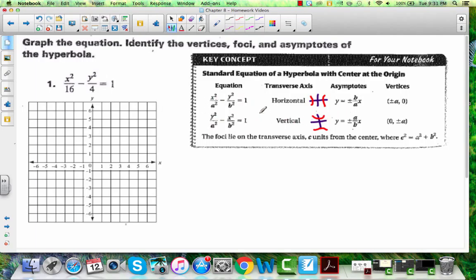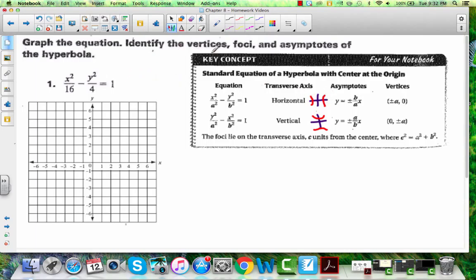To identify if it's horizontal or vertical, we need to look at the order of the x squared or the y squared. If the x squared comes before y squared, then we have a horizontal. If y squared comes before x squared, then we have a vertical. So let's take a look at the equation that we have for number 1. We have x squared minus y squared. So here I'm going to have a horizontal hyperbola, or a hyperbola with a horizontal transverse axis, meaning my hyperbola will open to the left and right.